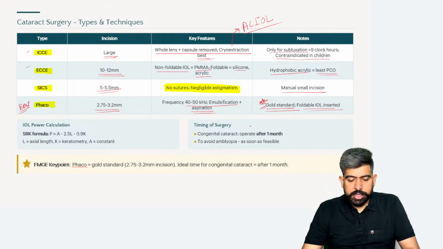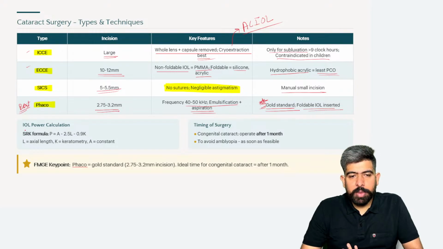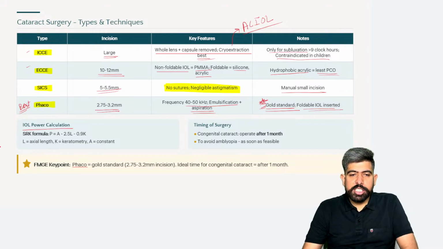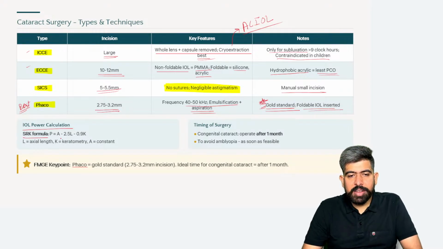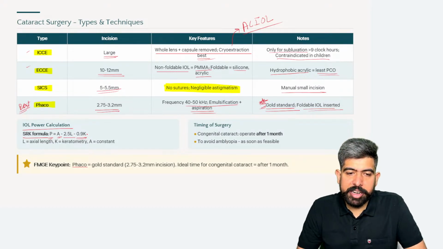Now, for doing these surgeries, how are we going to calculate the intraocular lens power? There is a formula. They are not asked even in the FMG exam, but in the INI-CET they ask this formula. So just remember the SRK formula. What is the SRK formula? P is the power, P = A minus 2.5 L, where L is the axial length, minus 0.9 K. And what is K? It is the keratometry reading.